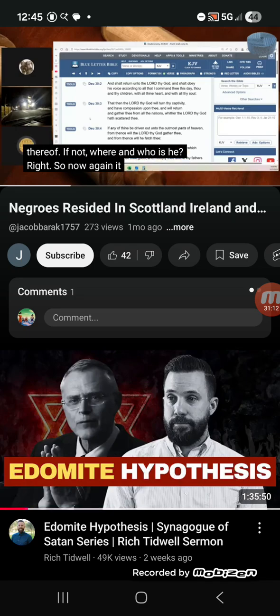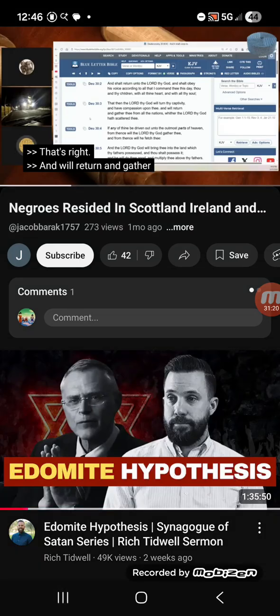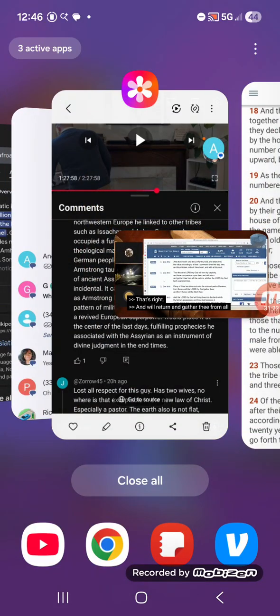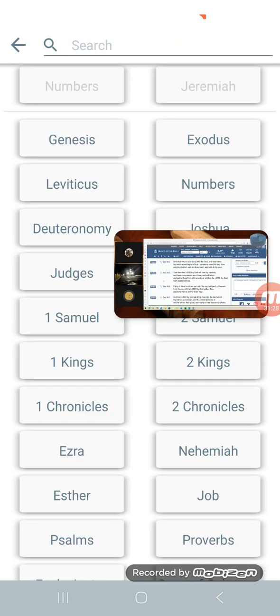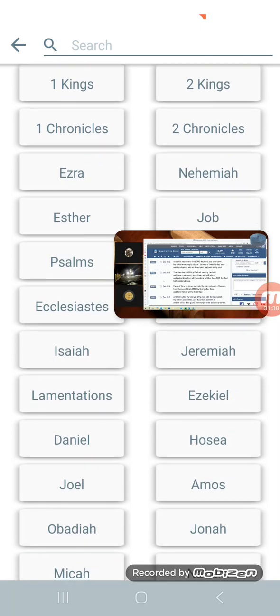So now, again, it says that then the Lord thy God will turn thy captivity and have compassion upon thee, linking with Isaiah the 14th chapter. And will return and gather thee from all the nations whither the Lord thy God hath scattered thee. See? So Jake don't go into that part of this prophecy. You got to deal with the whole book, man, so you get the complete understanding.